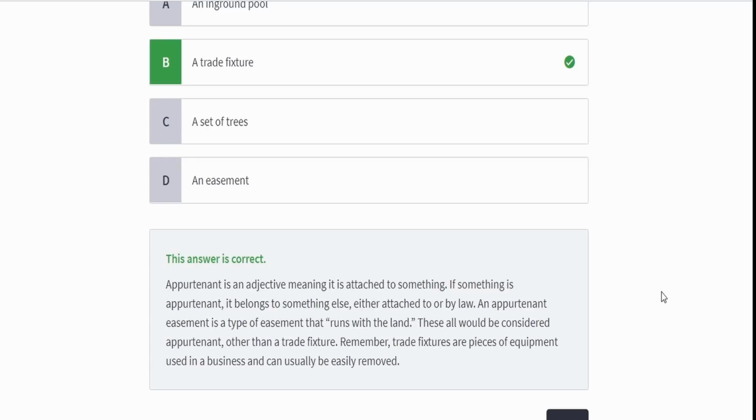Because remember, trade fixtures are pieces of equipment used in business and can usually be easily removed. We talked a little bit about this in the first video. I didn't call it by name because I had a feeling we were going to see this question or one of the questions that has this earlier. But remember, those trade fixtures are pieces of equipment used in business, and they can usually be easily removed.